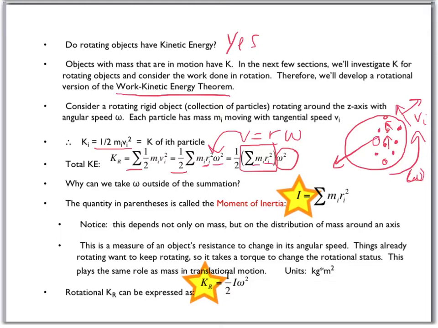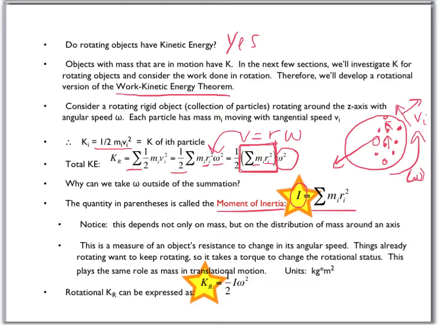In fact, this chunk that we're keeping separate here in this summation is what we actually define as the moment of inertia, or the rotational inertia of the object. Rotational inertia has a symbol of a capital I and is equal to the summation of all the little masses multiplied by their positioning or their radius squared. Now notice that this depends not only on mass, but also on the distribution of that mass around the axis.